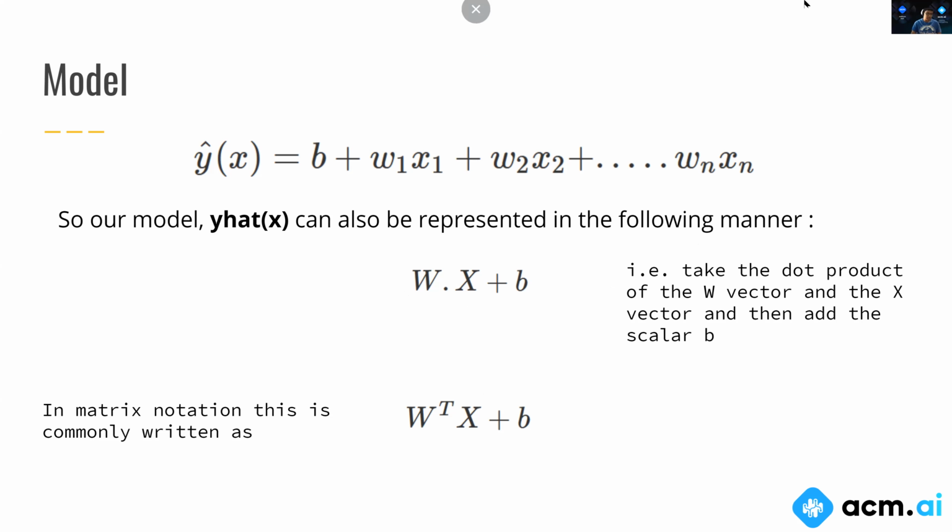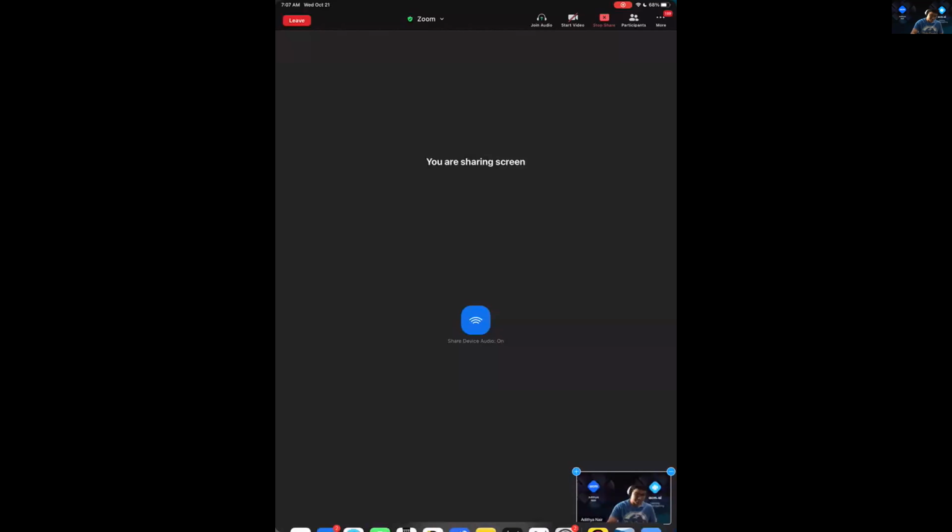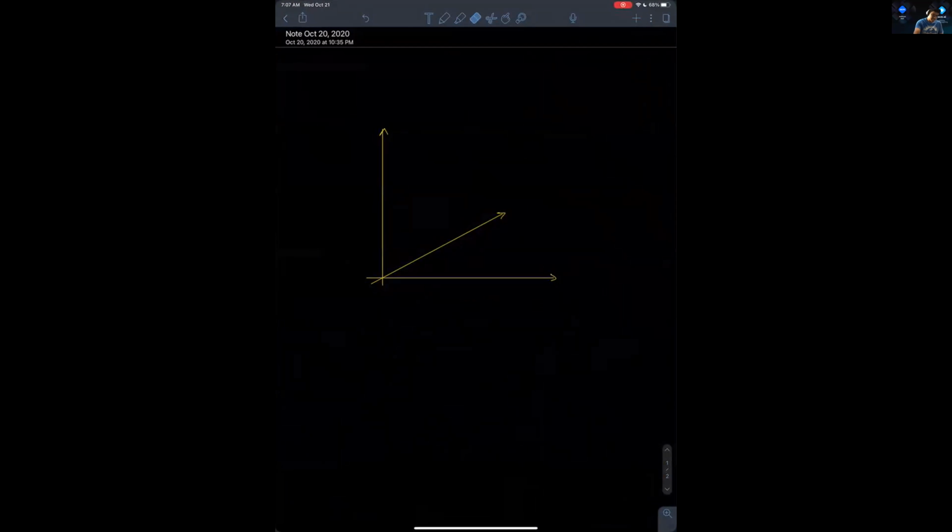So for the individuals who are not too familiar with this sort of matrix multiplication, I'll just quickly jot it down and show you how it works. By the way, Sudhanshu, I'm sharing my screen, just a heads up. All right.